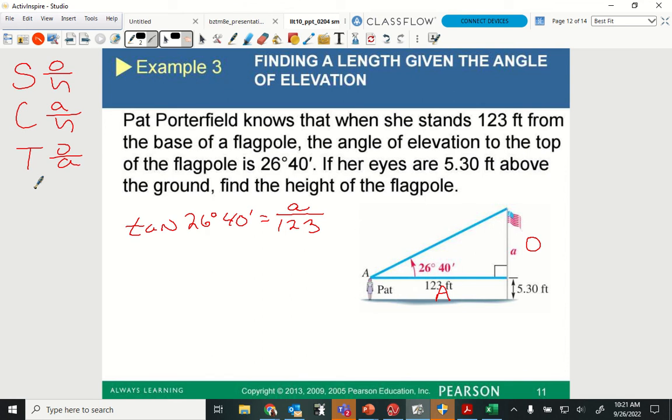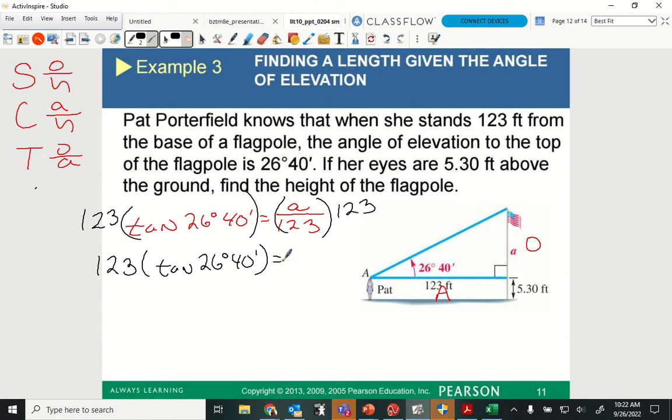Now from here, I gotta get my little a, my variable, by itself. So what am I gonna do to both sides? Divide? Not divide, because it's on the bottom, right? I'm gonna multiply, because I'm always gonna multiply to clear out my fraction, even if my variable's on the bottom. So I'm gonna multiply both sides by 123. So I get 123 times the tangent of 26 degrees, 40 minutes is equal to, these 123 will cancel, so I'm left with little a.